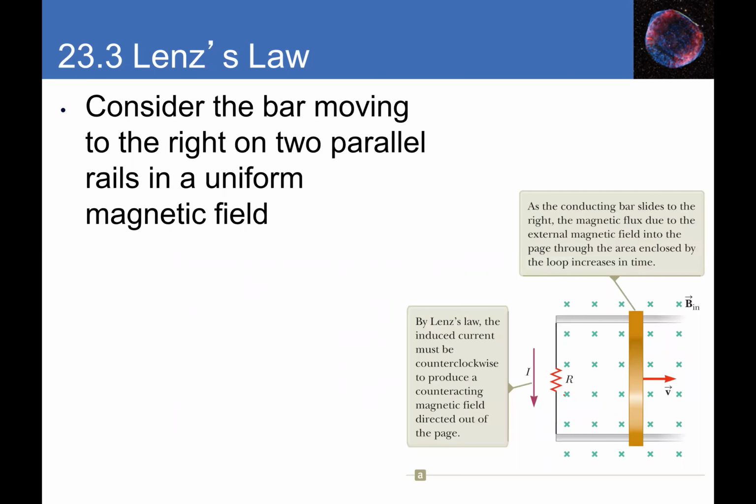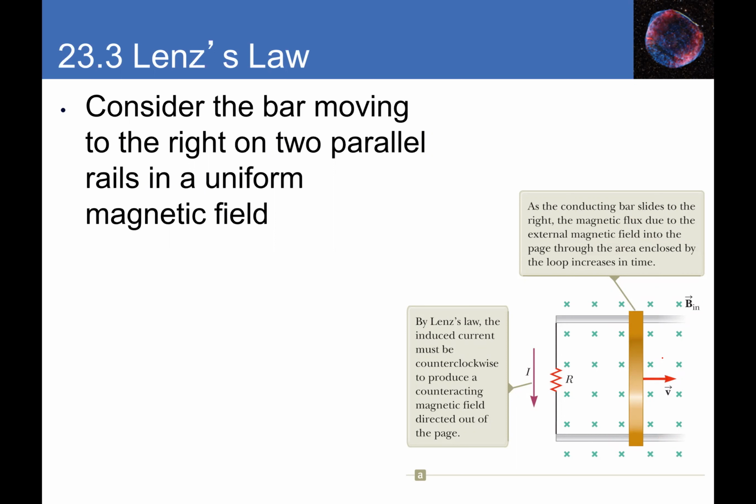All right, so for example, let's look at over here. We talked about that if this moving conductor is pushed to the right, there is going to be a counterclockwise current. Now we can try to even understand why. Consider the bar moving to the right on two parallel rails in a uniform magnetic field. So why is the current counterclockwise? All right, so we'll think of it like this.